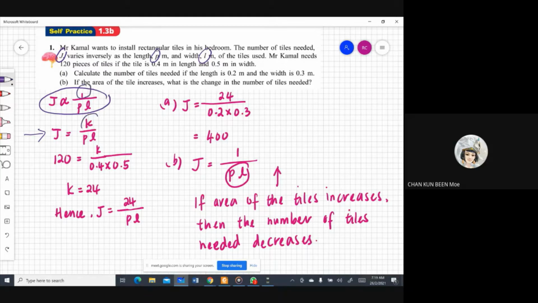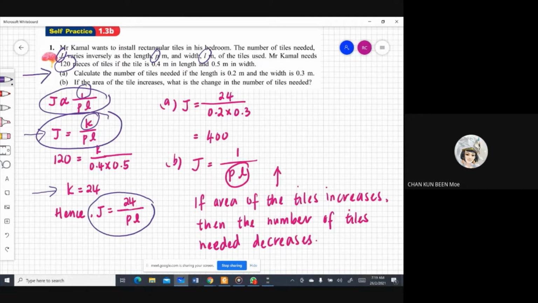Replace the 1 with K. Therefore, you substitute everything that is given. 120 equal to K over 0.4 times 0.5. So do the calculation, you will get the value of constant is equal to 24. Hence, the J is equal to 24 over PL. You get this. Okay, now we go to question A.